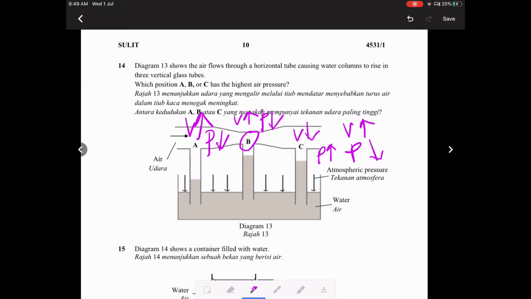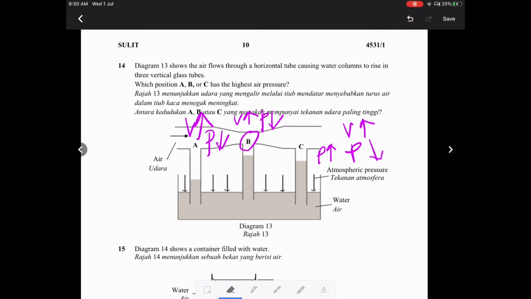So, pressure dia paling rendah, so dia akan naik. Betul ke saya cakap ni? Pressure dia paling rendah. So, velocity paling tinggi, pressure paling rendah, jadi air akan naik tinggi. Okay, yang kat sini velocity-nya paling tinggi, pressure paling tinggi. Oh, salah. Sorry. Saya betulkan balik.